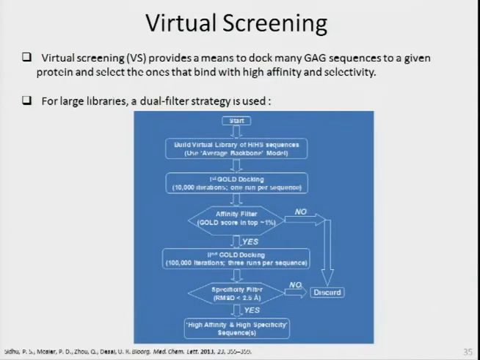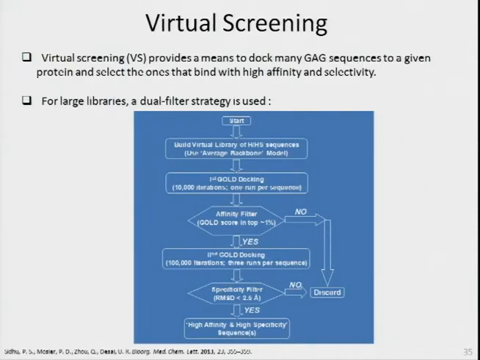The ones that we keep go on to a second filter, where we dock them much more rigorously. So it's 100,000 iterations, and we do not 1, but 3 runs per sequence. And we compare the top 2 solutions from each of the 3 runs in terms of their root mean squared distance. That means how consistently they are docked. If they're all docked in exactly the same way, then the RMSD will be very low. So if it's below 2.5 angstroms, which is our cutoff value, then we keep them because they are consistently docked.